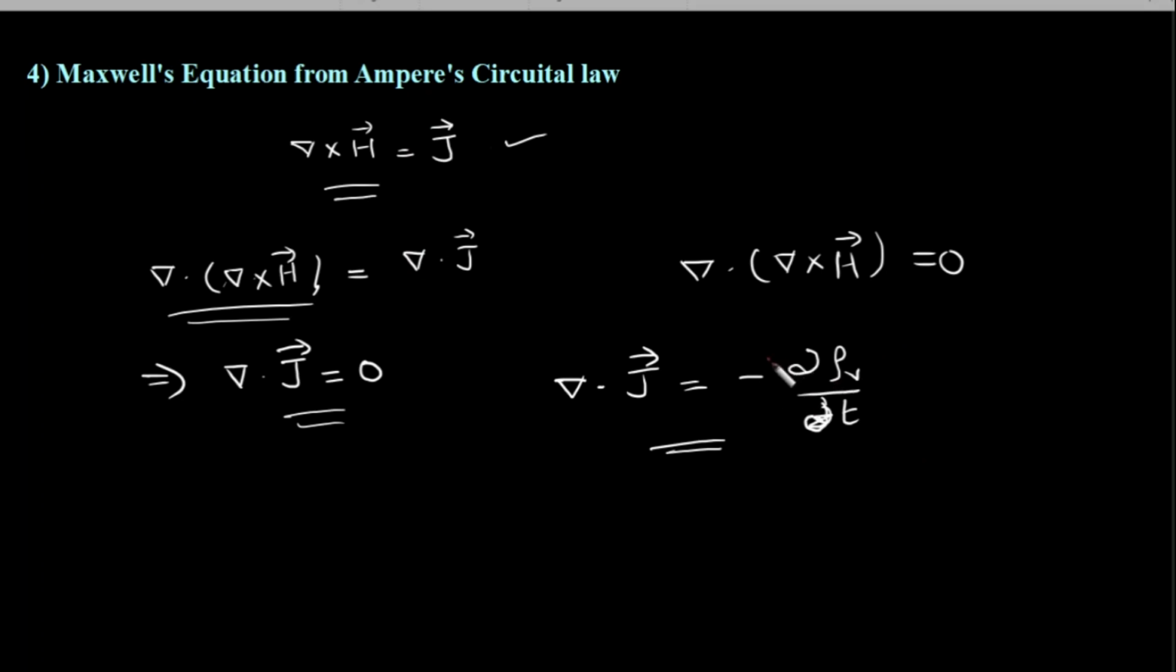When I get del dot J equal to 0 here, I am saying that this cannot be true, because del dot J is minus d bar rho v by d bar t. You should not tell me that, sir, this equation was derived in steady field and we are talking about time varying field now. This is true anywhere. How do I know that? Because on the RHS I have time variation of rho v.